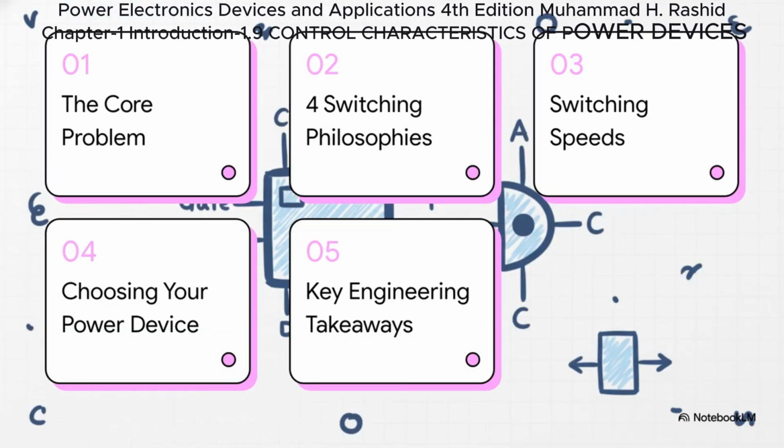Okay, so here's the game plan. First, we'll lay out the core problem. Then, we'll dive into what I like to call the 4 philosophies of switching. After that, we'll look at how fast these things can actually go, and finally, we'll pull it all together into a practical way for you to choose the right device for the job. Sound good? Let's jump in.